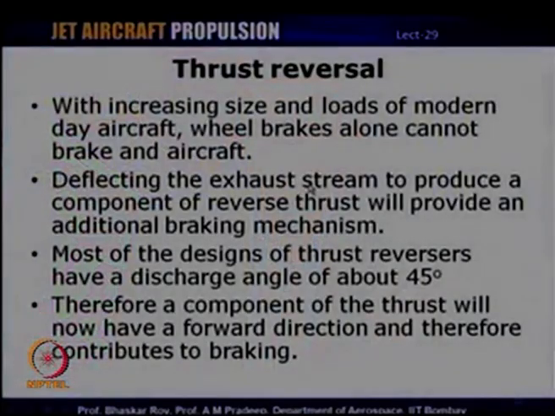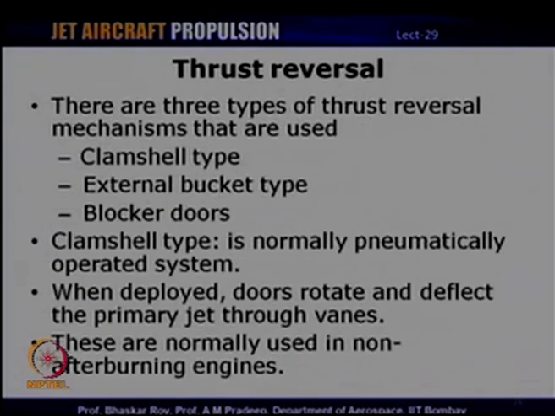So, thrust vectoring or thrust reversal basically involves deflecting the exhaust stream to produce a component of reverse thrust, and normally these designs of thrust reversals have a discharge angle of about 45 degrees, because it is not really possible to deflect the jet exhaust all the way up to 90 degrees, because that is going to create aerodynamic problems for the aircraft itself. And so, there is a component of thrust which will have a forward direction, and therefore, that will contribute towards braking.